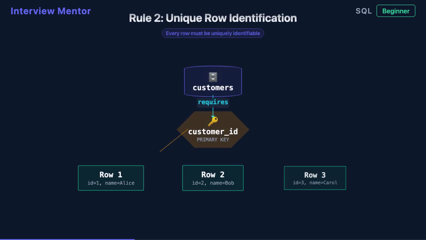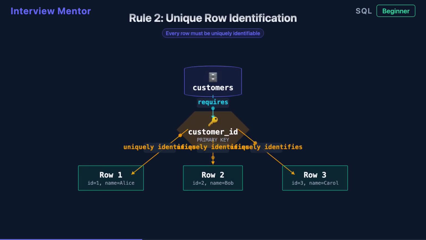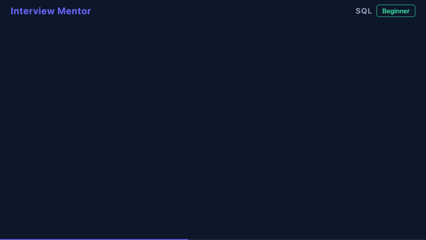Rule 2. Every row must be uniquely identifiable. You need a primary key or some combination of columns that guarantees no two rows are identical. Without this, you can't reliably update or delete specific records. The database needs a way to point at one exact row and say that's the one I mean.